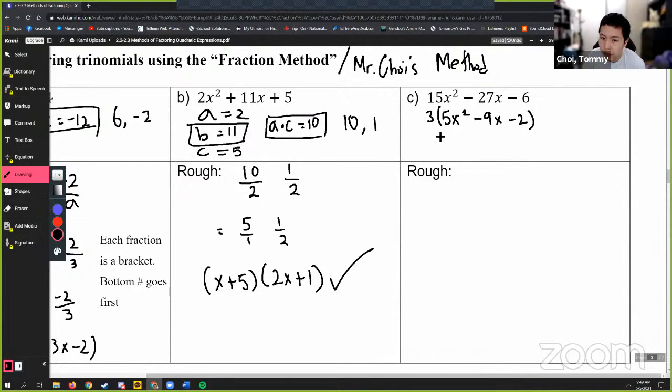So you should actually have this before you start anything, which changes your A values. Your A is now 5, your B is now negative 9, your C is negative 2, and your A times C is negative 10. That's going to change your answer, right? If you don't common factor, you're going to forget. So make sure you common factor out. The two numbers that multiply to negative 10 and add to negative 9, my apologies.